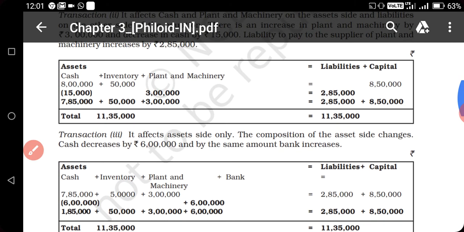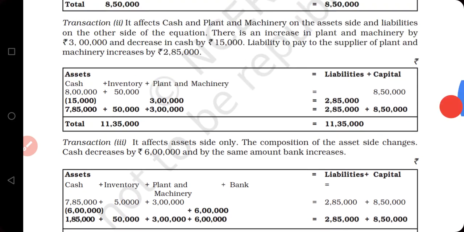Now see the total. The cash balance is 8 lakh minus 15,000, 7 lakh 85,000. Inventory will be the same, plant and machinery will be the same, rupees 3 lakh, and total assets are 11 lakh 35,000. And here, see the liability side: rupees 3 lakh plant and machinery we have purchased, 15,000 cash we are paying, and the rest amount, 2 lakh 85,000, is our liability. So we will show it under the title of liability. So liability plus capital is equal to 11 lakh 35,000. So both side totals are equal after this transaction. Now transaction number 3. Transaction number 3, let's read.